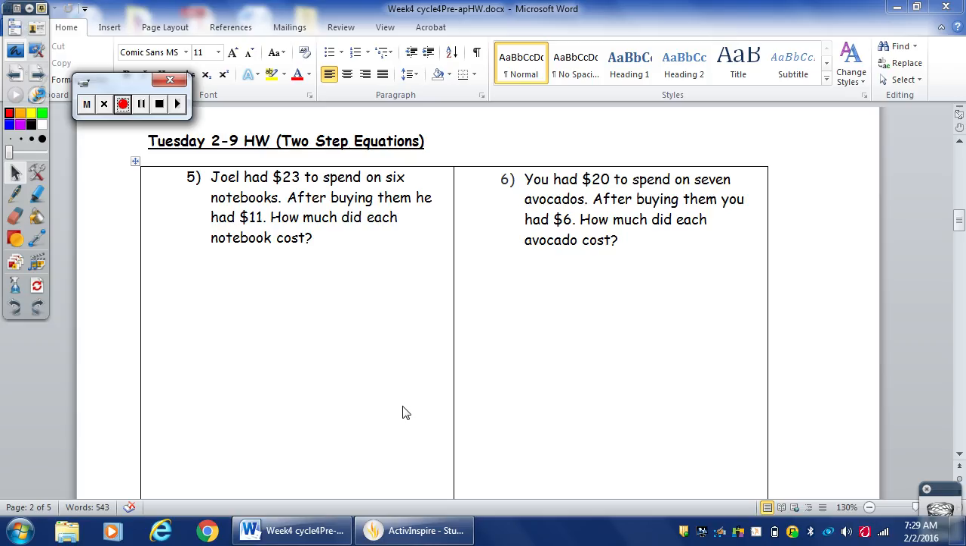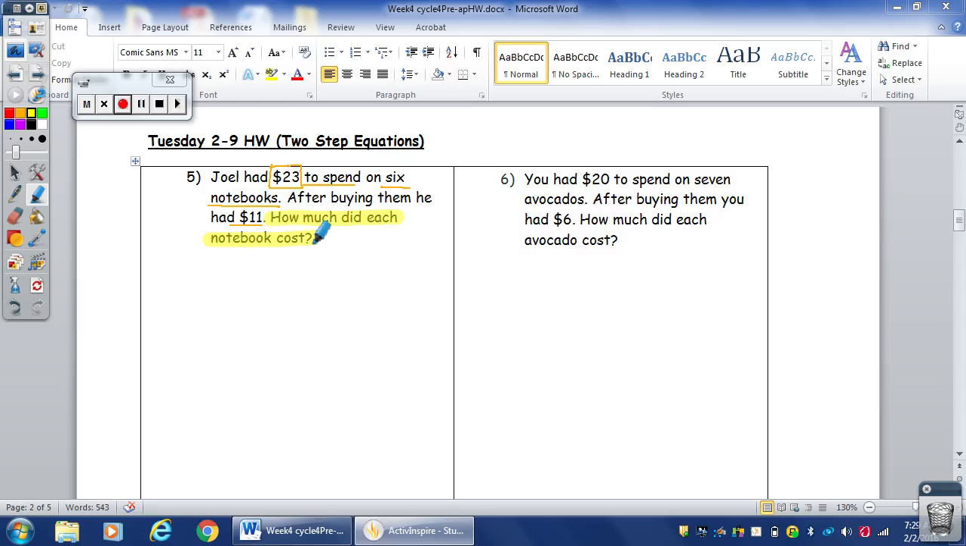All right, tonight we're on Tuesday night's homework, and we see that Joelle had $23 to spend on 6 notebooks. So let's go ahead and underline some important information. He had $23 to spend. He had 6 notebooks. After buying them, he had $11. And then my question, the most important part, is how much did each notebook cost?